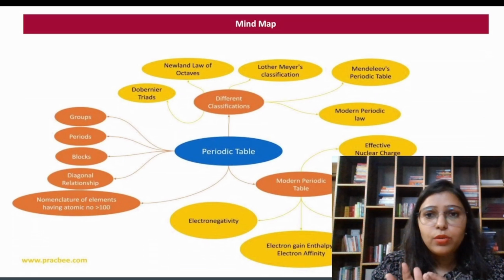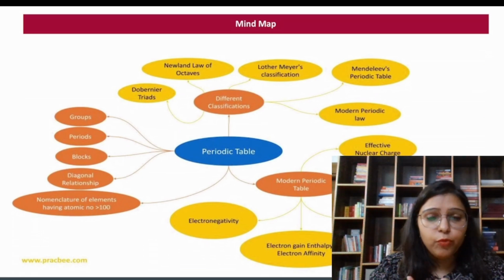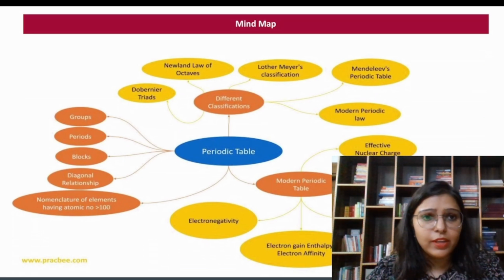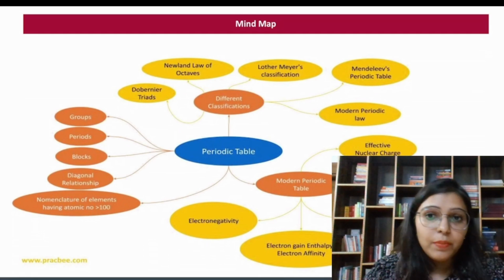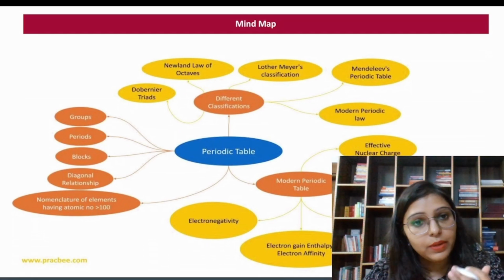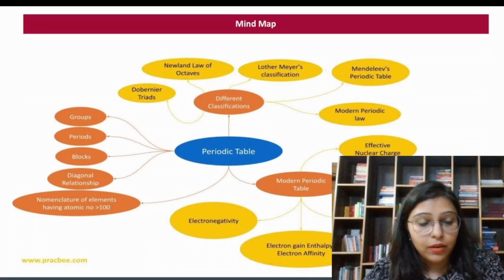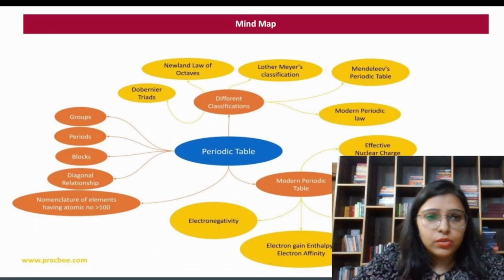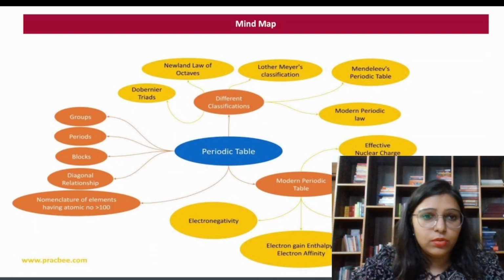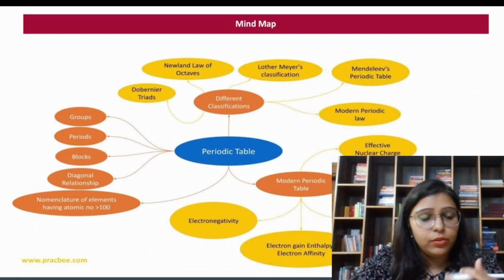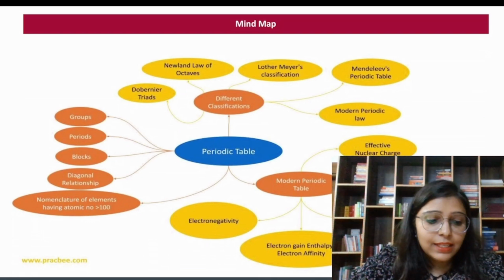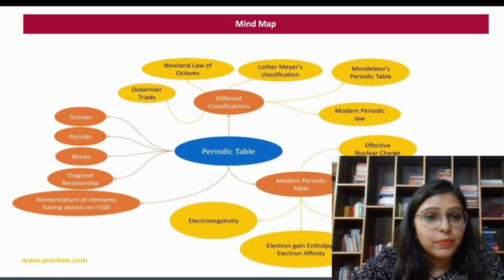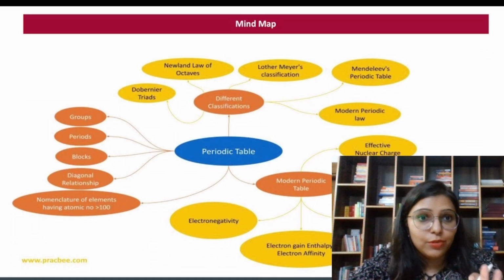You should also have an idea about the diagonal relationship. One or two questions can be asked from the diagonal relationship also. Then we have the nomenclature of elements, or IUPAC nomenclature of elements having atomic number greater than 100. We have a certain set of rules, so you have to follow those rules in order to do the nomenclature. Lastly, we have the periodic properties, and the questions are going to be from the periodic properties, right? That's the most important.